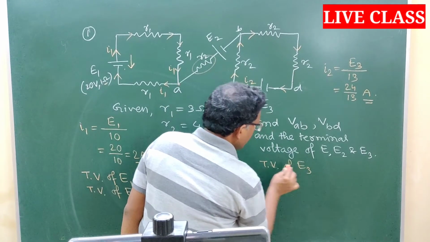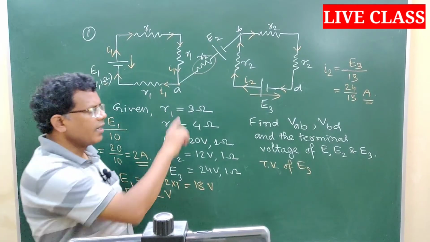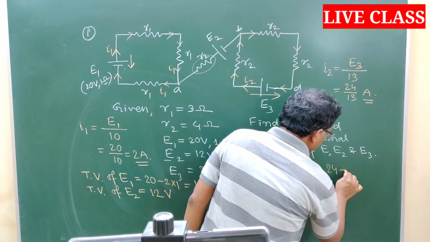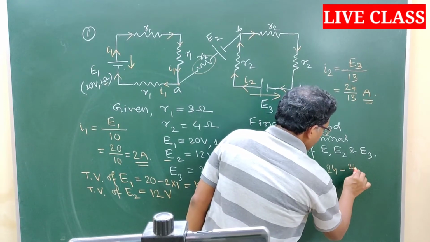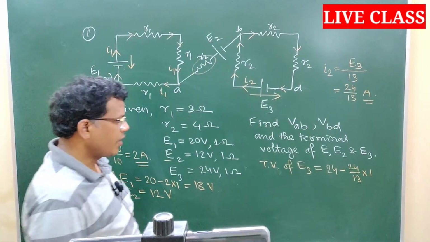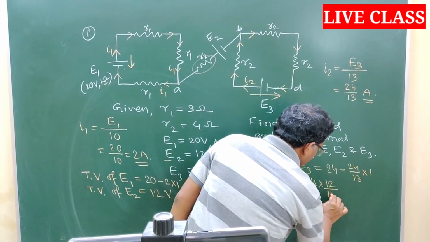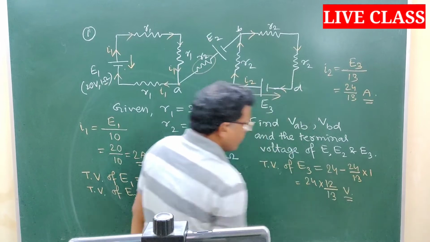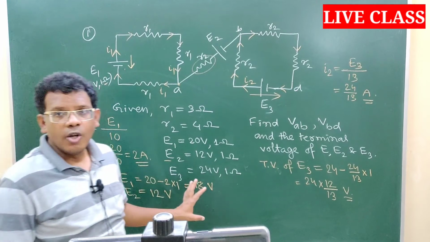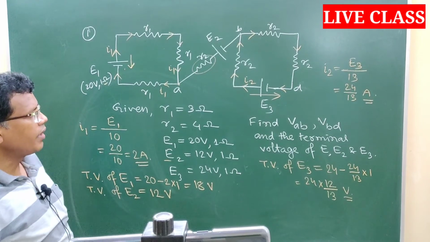And finally the terminal voltage of E3. From positive to negative it will be plus 24 volt, and current is going negative to positive, so it will be 24 volt minus the current we have got, 24 by 13, into internal resistance 1. Got it? So here it will be 24 into 12 by 13 volt. This much will be the potential difference across the terminals of the battery E3. So across all three batteries we have got the terminal voltage.